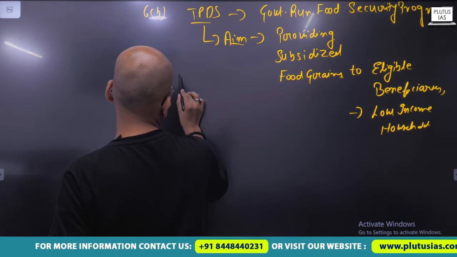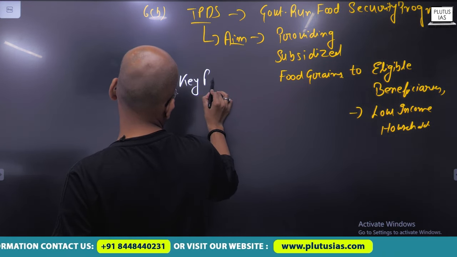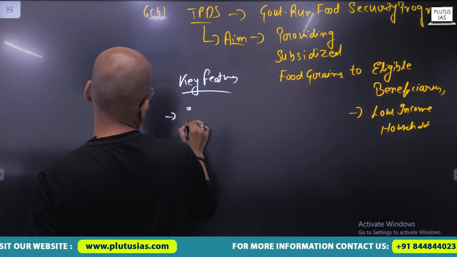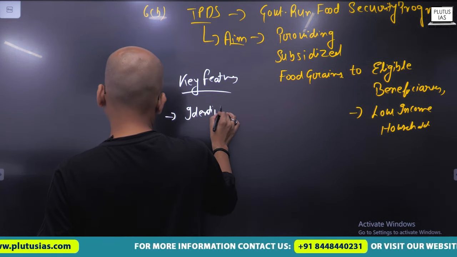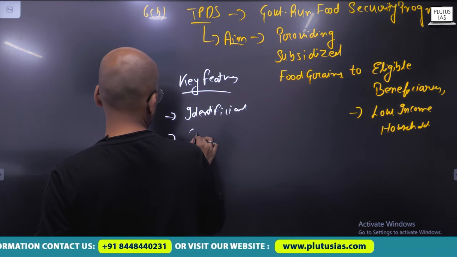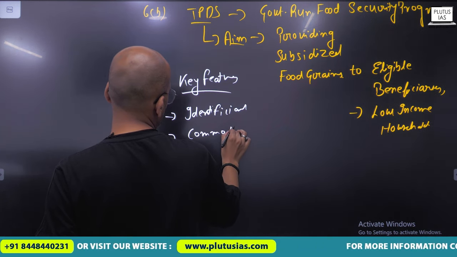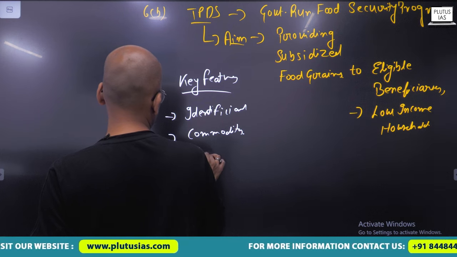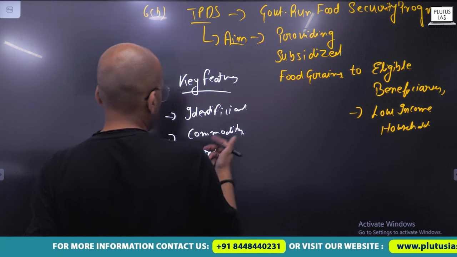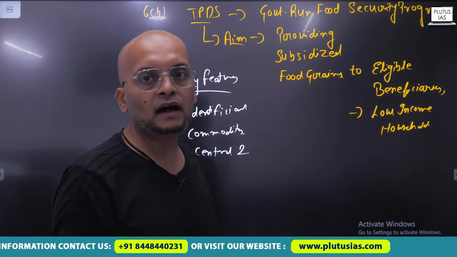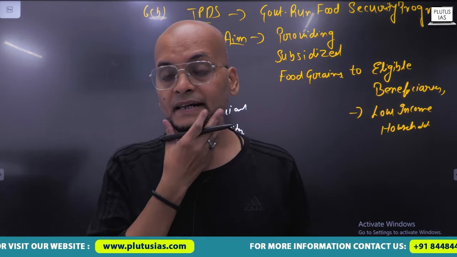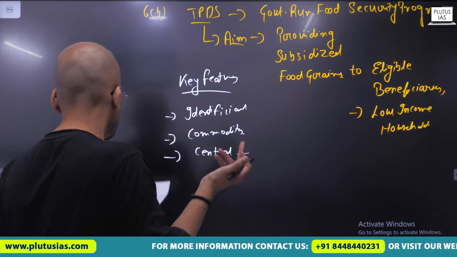The key features are, first of all, the identification of beneficiaries so that the deserving can get the benefit. Identification, then distribution of the commodities, then central and state responsibility. Both the central government and state government handle this together. See, in India, during the period of Corona, this started and it has been applicable till now. So yeah, it is a success.